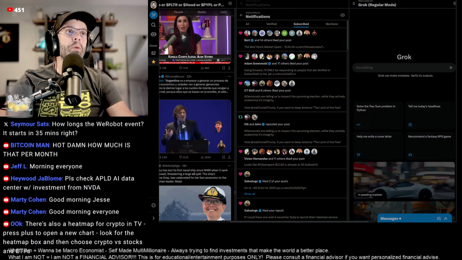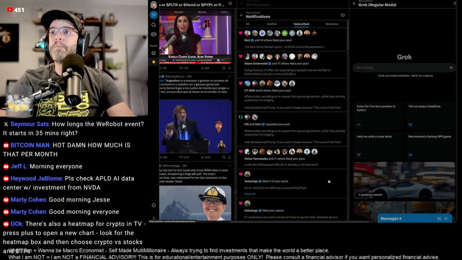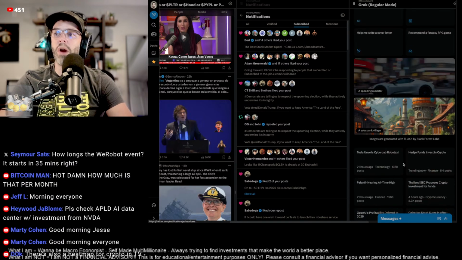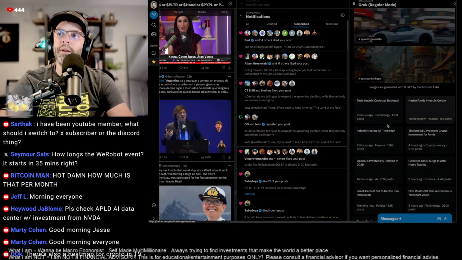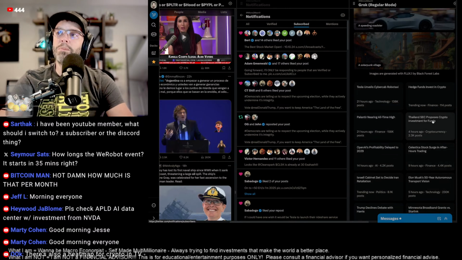Tesla's unveiling its long-awaited robotaxi and the technology it runs. Okay, great. We already know that. But again, the good stuff here. And real quickly, I'm going to look at Grok. Grok gives great headlines too. It says Tesla unveils a cybercab robotaxi. I don't think they have yet. Palantir nearing all-time high. We kind of knew that. Hedge funds invest in crypto. That might be interesting. Thailand SEC proposes crypto investment for funds.